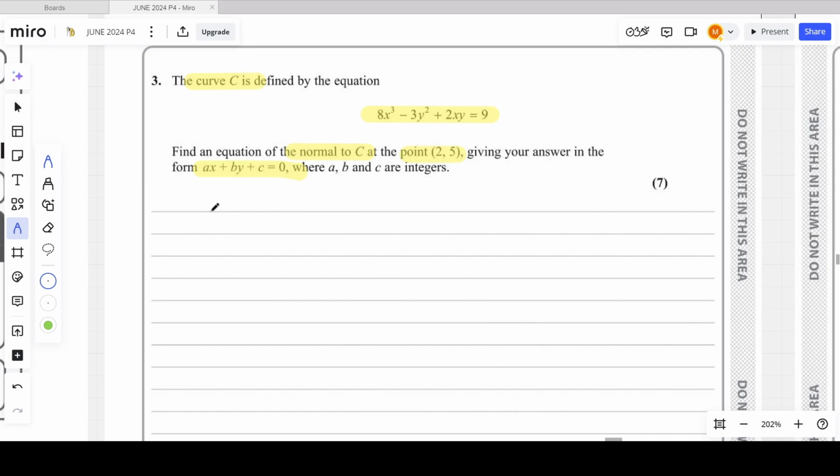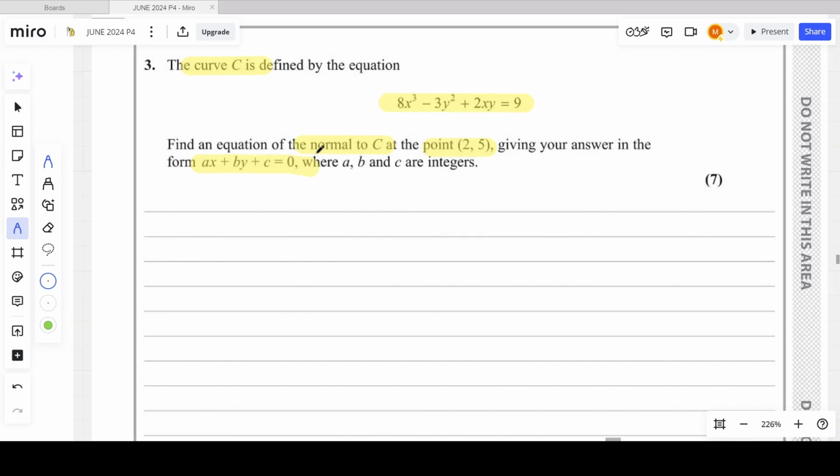So we need the equation of the normal. For finding it, at first we need to find the gradient. The normal is a straight line, so we need a gradient and a point that lies on that line. We already know the point (2, 5) lies on the normal, but we don't know the gradient. So let's figure out the gradient.